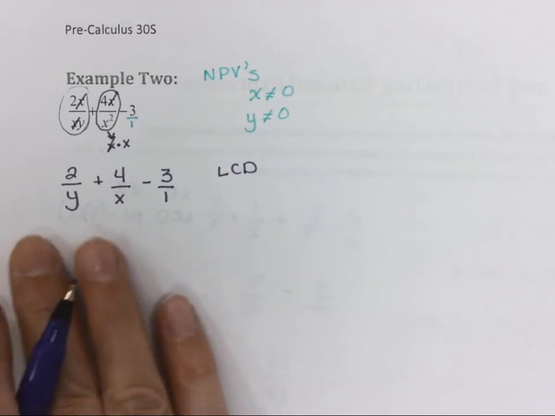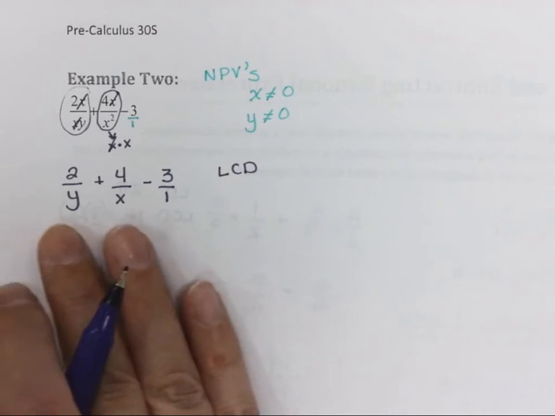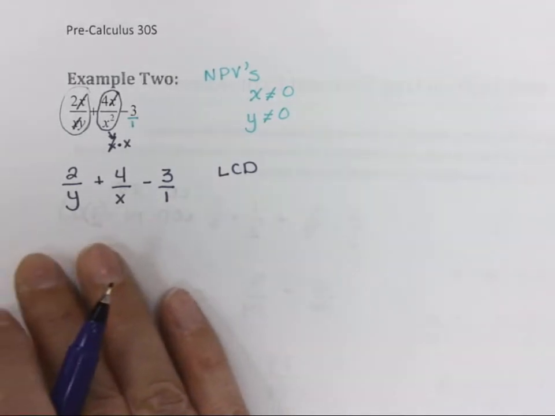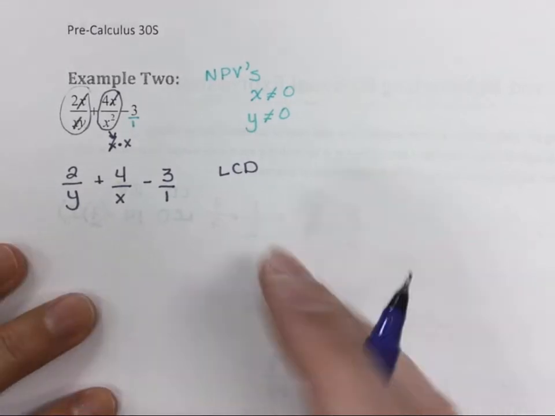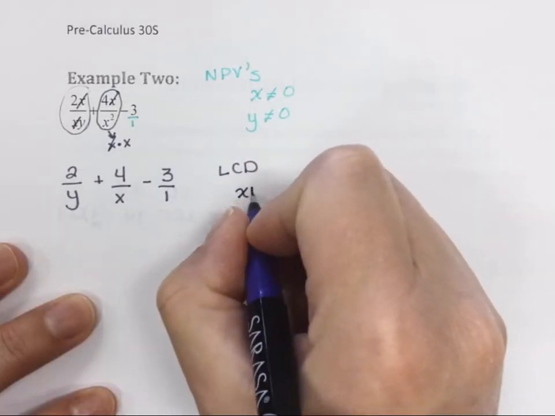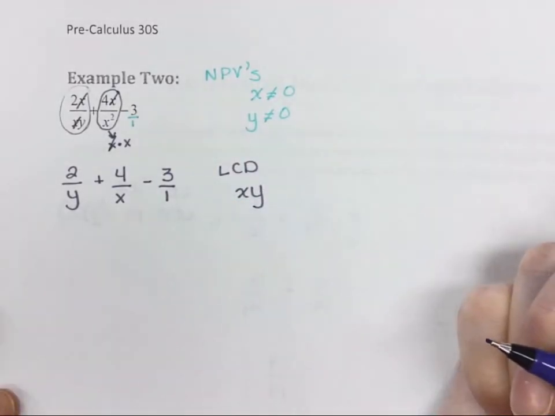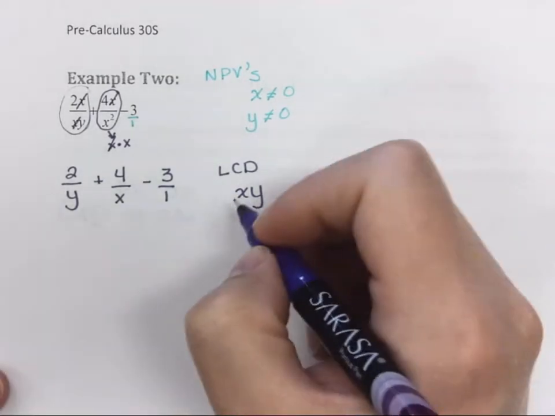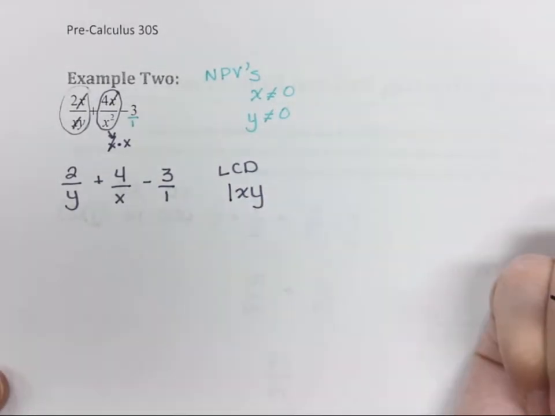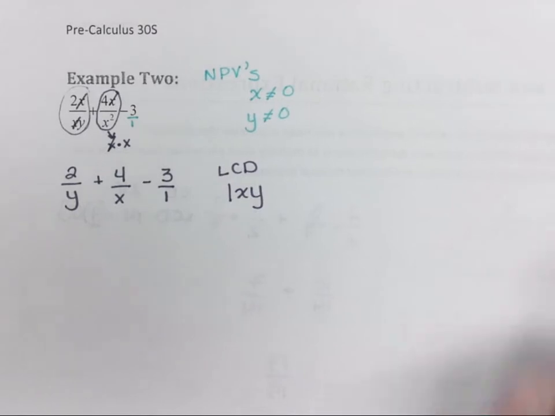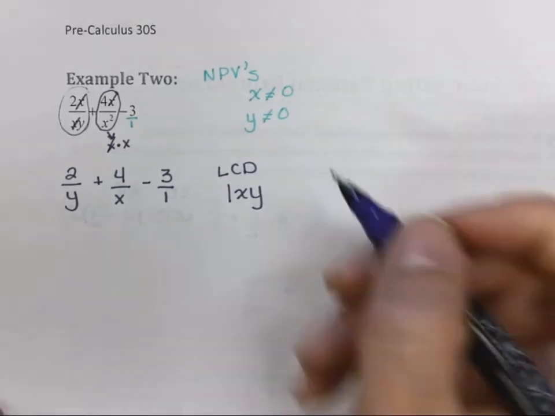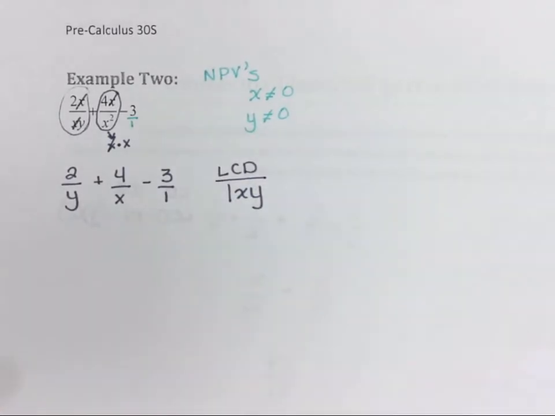What are we doing to the denominators, folks? Wouldn't it just be x times y? Yep. You're just multiplying the two denominators together. Well, 3 denominators, but do I need the 1 out in front? Are you guys okay if I don't write the 1? Yes, you're okay. Okay, so that's my LCD.